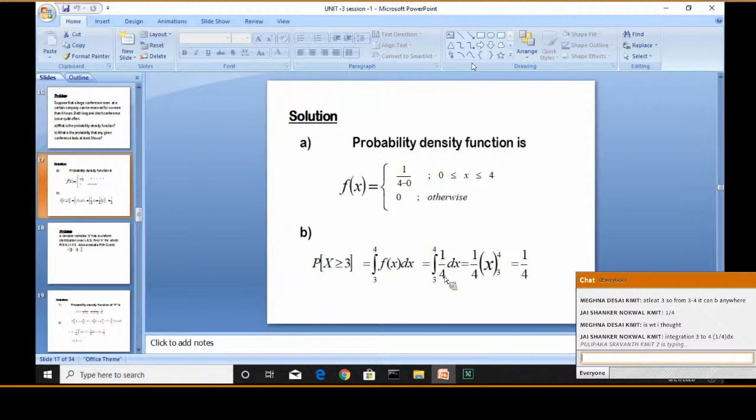So we will do, as Meghna has told, integral from 3 to 4 of 1 by 4 dx. 1 by 4 we are integrating dx. So x we are getting from 3 to 4. So we get 4 minus 3, which is equal to 1. So this gives the answer as 1 by 4. The concept is very clear, Meghna.